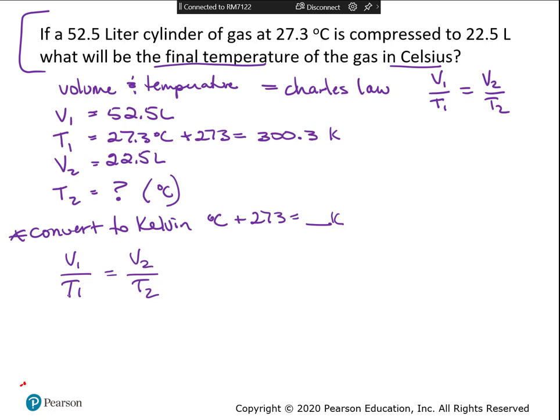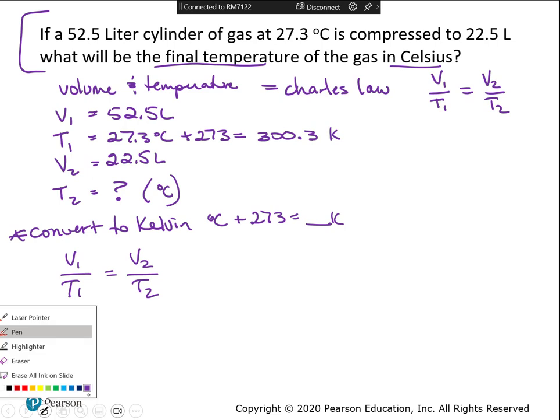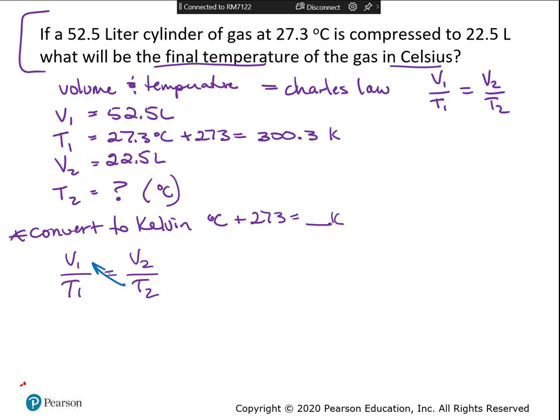One thing you can do is cross multiply. Do you remember that? Okay. If you cross multiply, you multiply the denominator on one side times the numerator on the other side, and it'll be equal to the other denominator times the numerator on the other side. So what I mean by that is you would cross multiply: V1 times T2 will be equal to V2 times T1. Do you remember doing that?